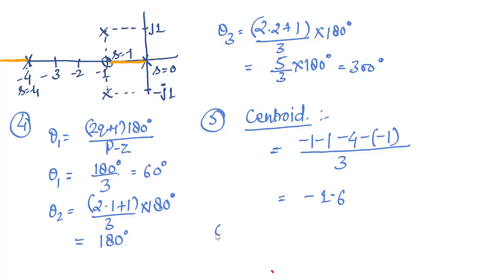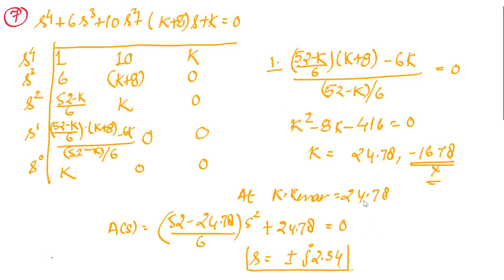And sixth is breakaway point. So there is no breakaway point by the observation directly, because there are no consecutive poles, no consecutive zeros over here, right? So no breakaway point. So next is the intersection of root locus with the imaginary axis as well as the marginal value of k, that is the gain, right?